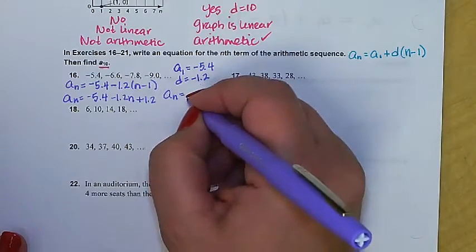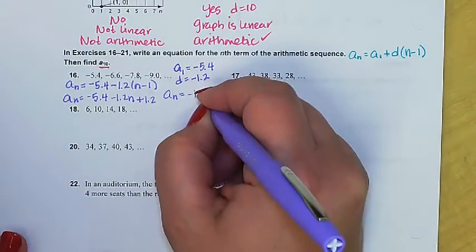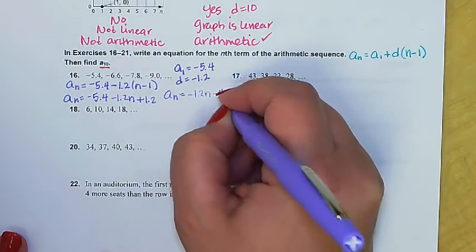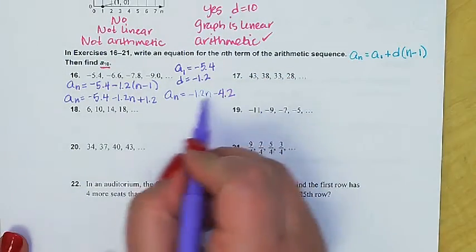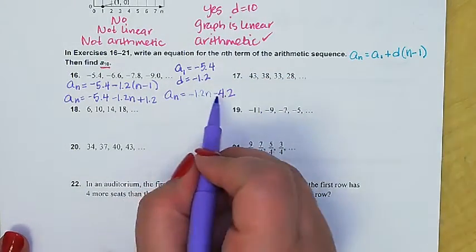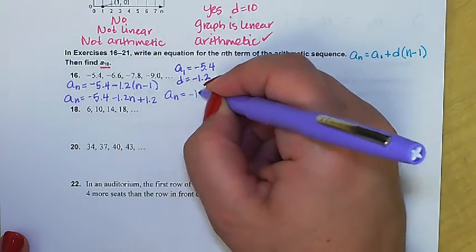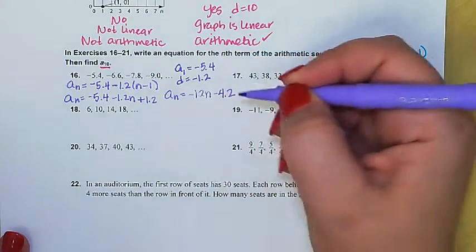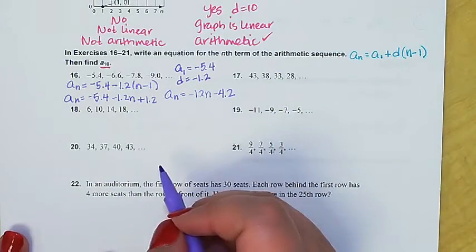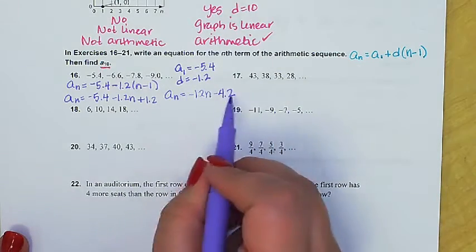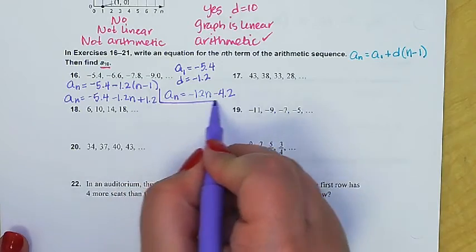And so after combining, we end up with that negative 1.2n and that negative 4.2 constant. That's our explicit formula, and it does have that y equals mx plus b style, so definitely still channeling that linear relationship. Now that we have our explicit formula, let's go ahead and box that.